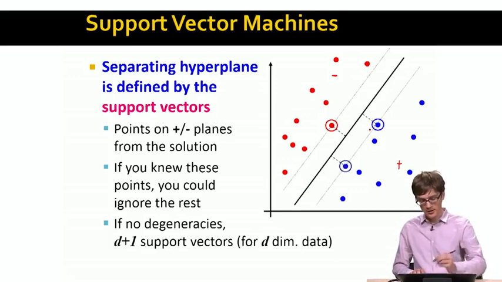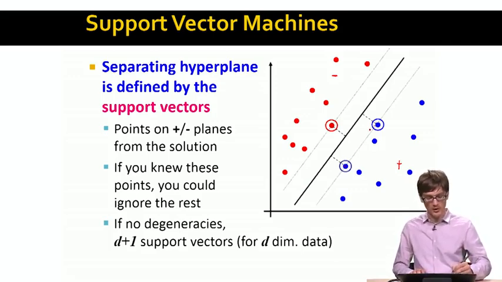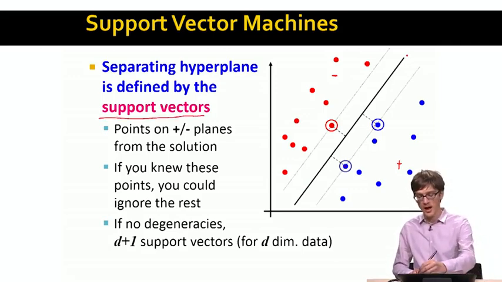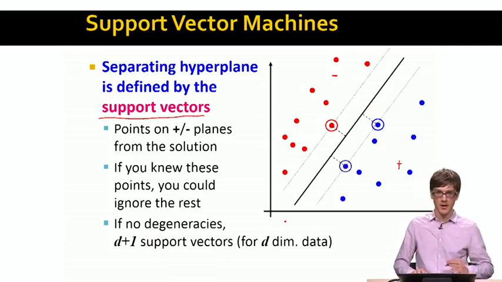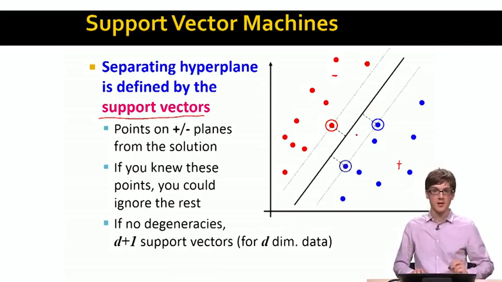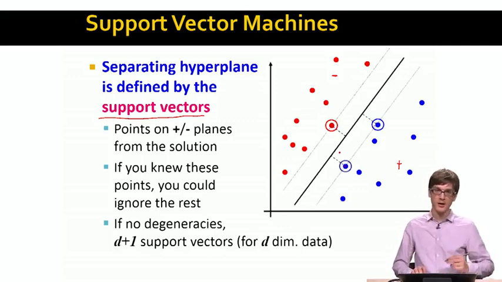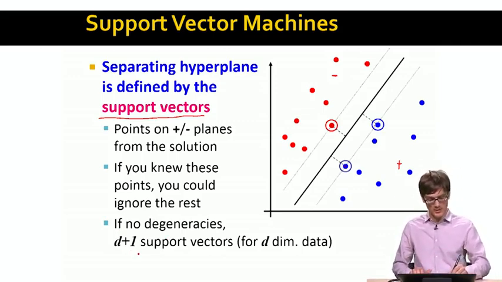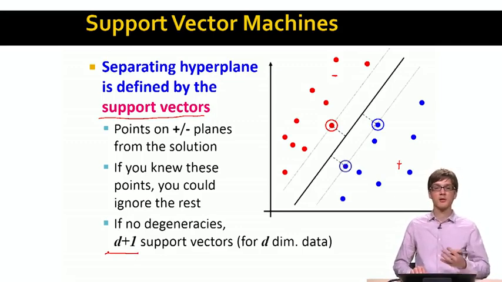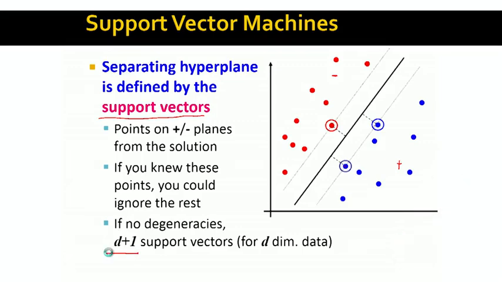These three circled data points are called support vectors. The separating hyperplane is uniquely defined in this case by three support vectors. So now the question is, how do we find the support vectors and how do we find the line? Generally, if our data is not degenerate, then in d-dimensional space we need d+1 support vectors to define such a line.